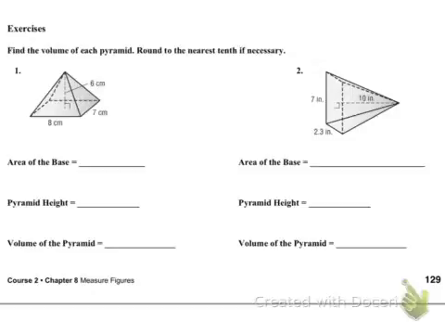So let's look at this one. Here's our base, a rectangular base. Remember that volume is equal to 1/3 the area of the base times the height. You can see our height is drawn in here, and there's the mark to show the right angle.